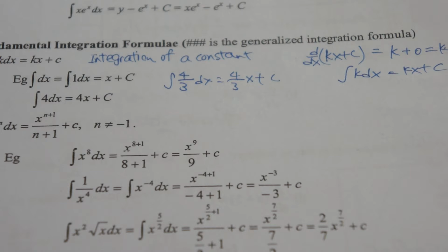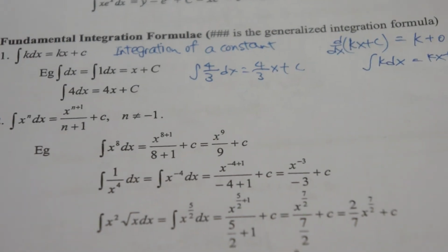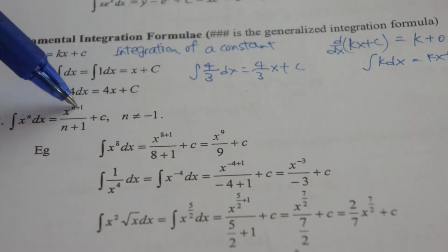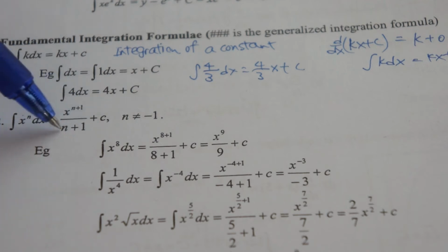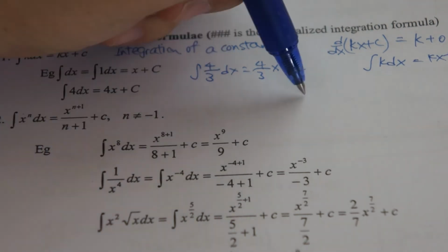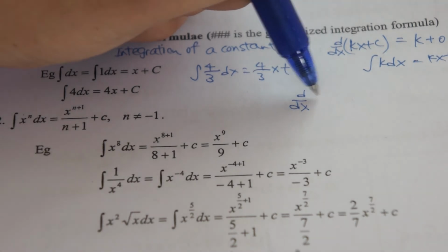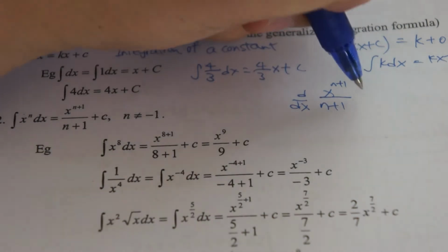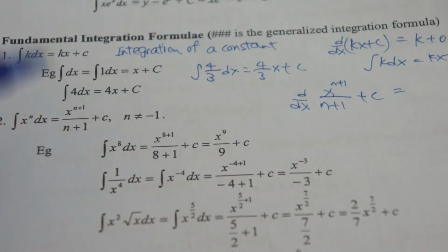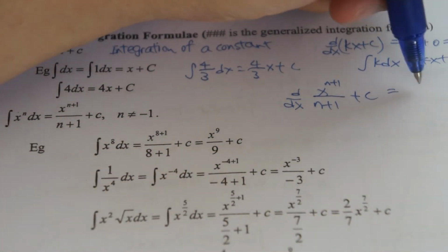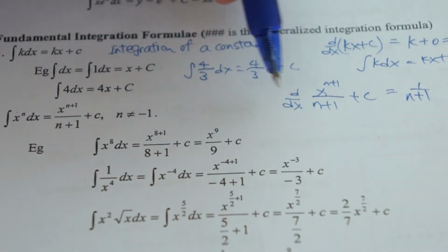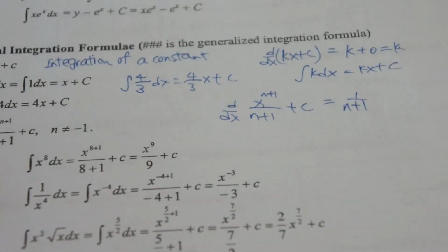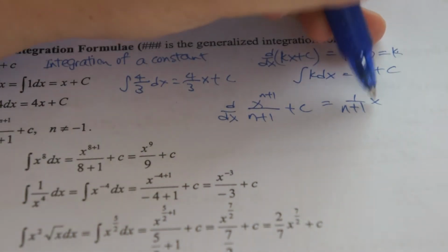Okay, and then for the second one, we have the power rule, which is the integral of x to the power of n. If we integrate x to the power of n, the answer is x to the power of n plus 1, and lastly you divide by n plus 1. We can do the checking. Going into details, you can differentiate this function by taking out 1 over n plus 1, and then you differentiate the x to the power of n plus 1.